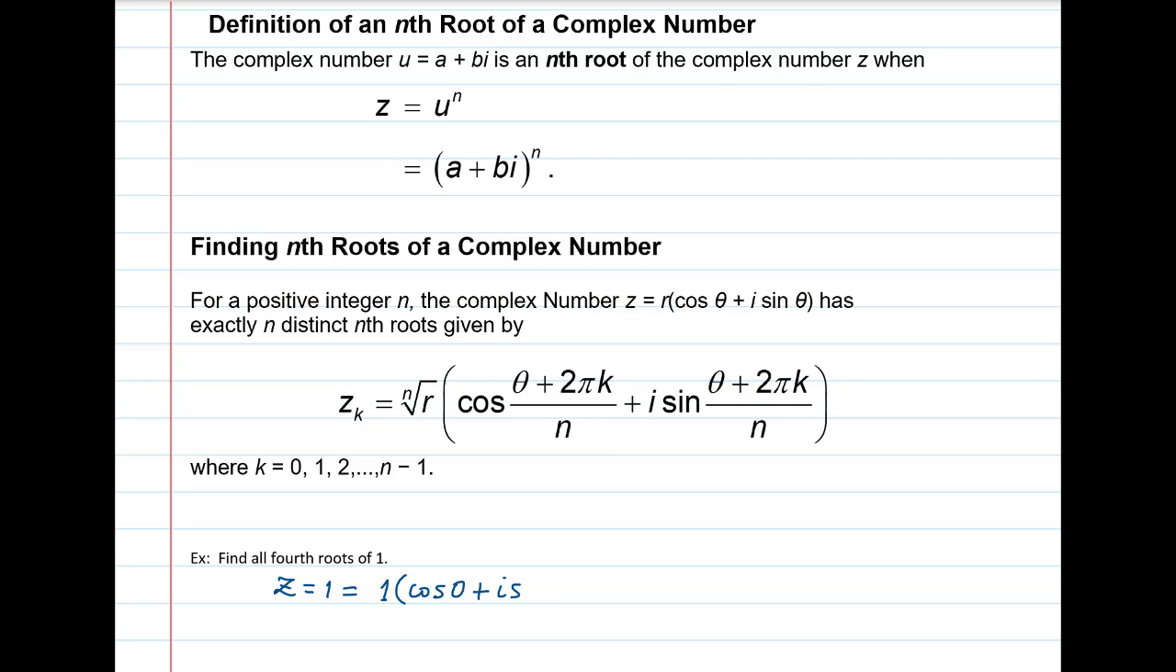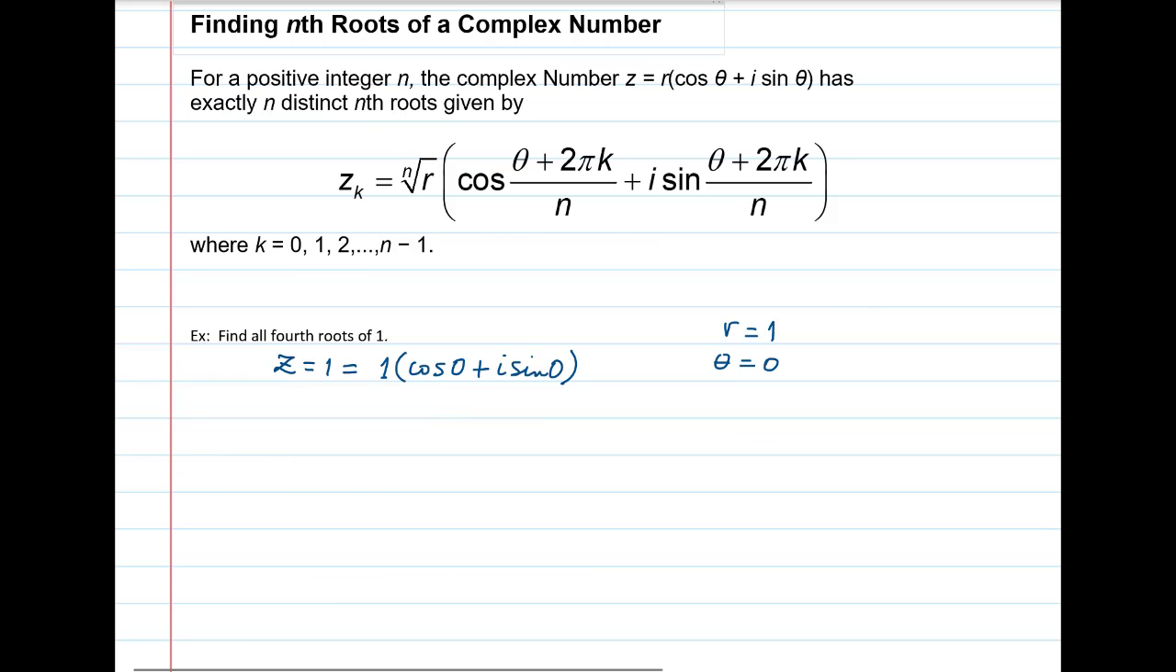Now, the first thing you want to do is write 1 in its trigonometric form, and 1 is going to be equal to 1, that's the modulus, and the argument is 0. Because if you picture 1 in the complex plane, it's right on the real axis there, the positive real axis. So we have 1 times cosine of 0 plus i sine of 0, right? So notice how the modulus is 1, as we said, and the argument is 0.